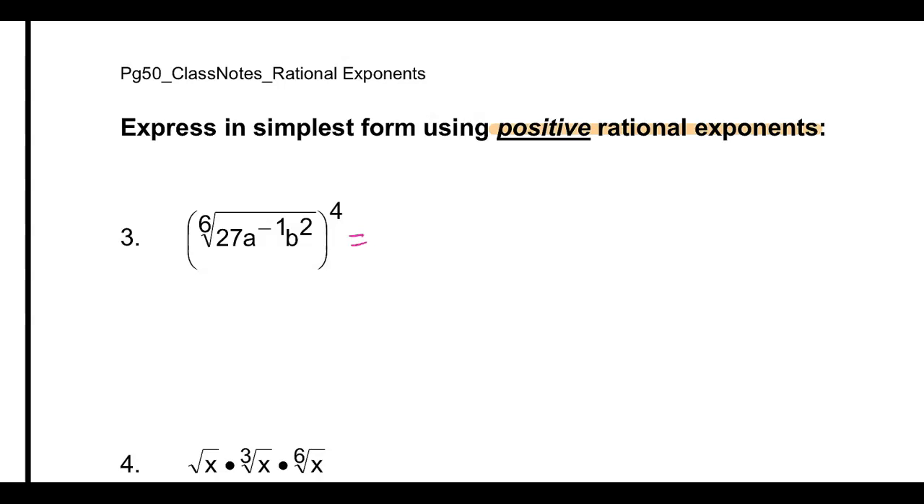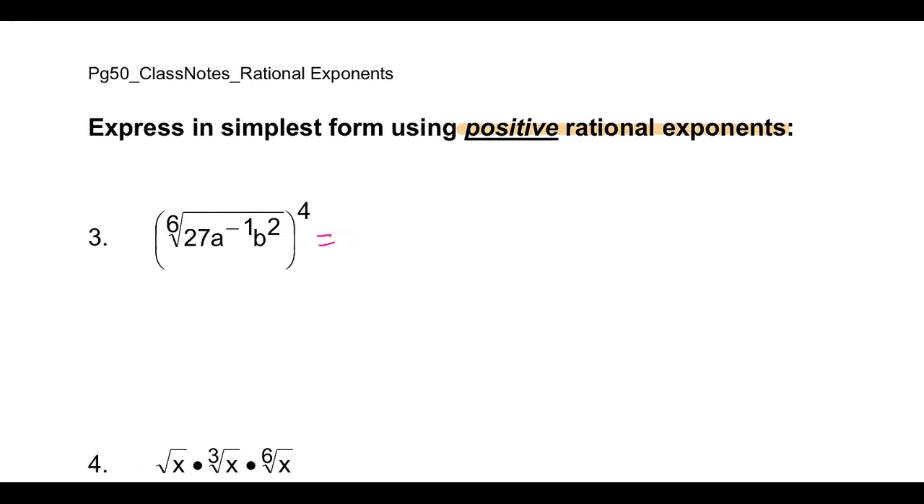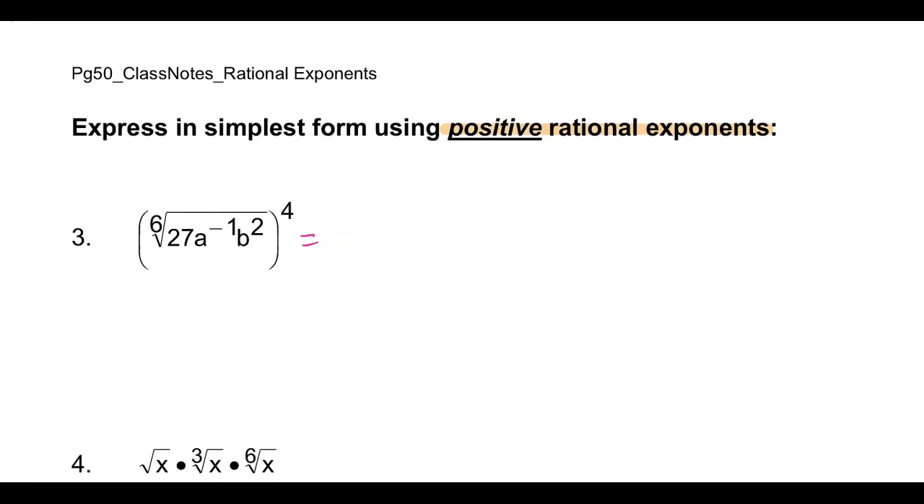Let me make this disclaimer first. There are plenty of different ways you can solve this. This is just one way that I'm going to show you, just one way. Okay, first thing that I want to do, I'm going to rewrite all of this as a rational exponent, since it specifically says positive rational exponents. That is supposed to be a 2. So this is 27, a to the negative 1 power, b squared, all raised to the 4 over 6 power.